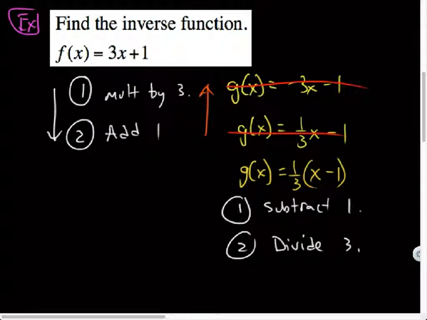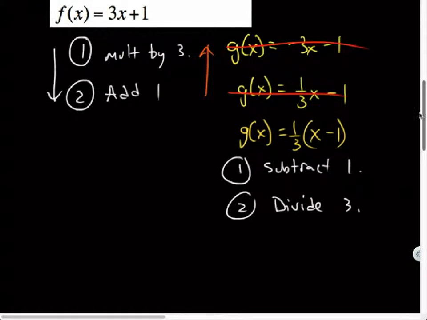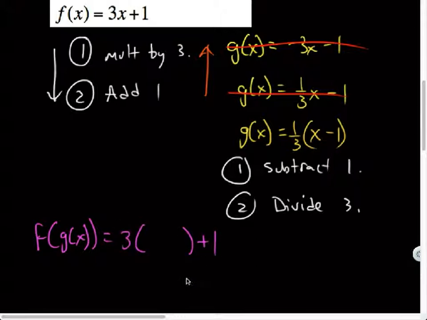And to verify, let's figure out what is f of g of x. That means, well, f of x was 3 times something plus 1. And g of x was 1/3 of parentheses of x minus 1. So I'm replacing the x in f of x with an entire g of x, right? So that's what I've done. And let's calculate this now.